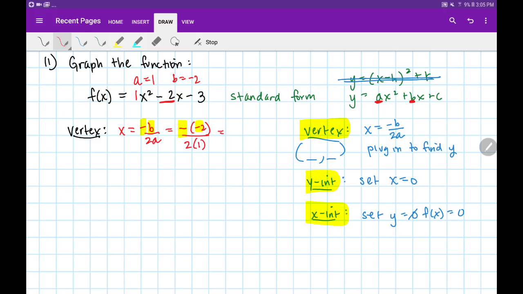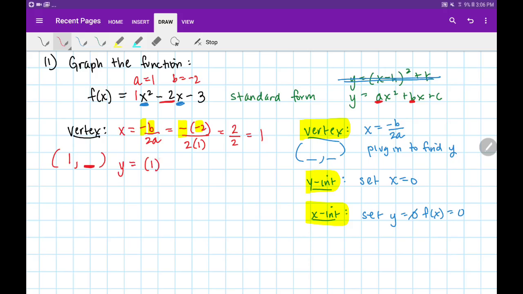Let's finish this. The top becomes a positive 2, the bottom becomes 2. 2 divided by 2 leaves me with 1. So I know that in my vertex, at least I'm halfway done. The x value is 1. Now I need to find the y value. The y is unknown. Well, how will I find it? Plug in x equal to 1. You're going to have to plug it in here and right here. So let's see what happens. Write down y equals, let's plug in 1 for x.